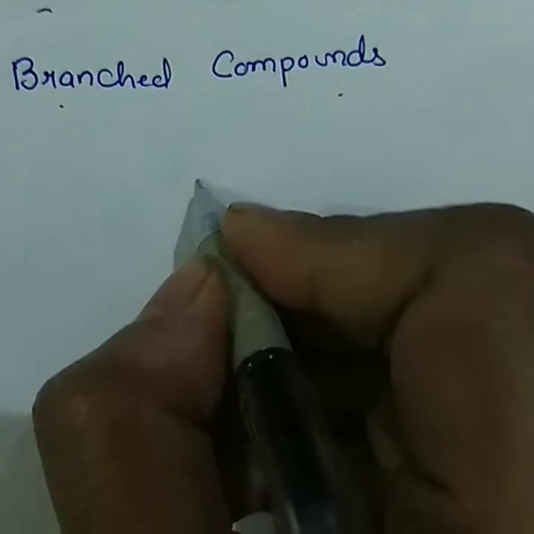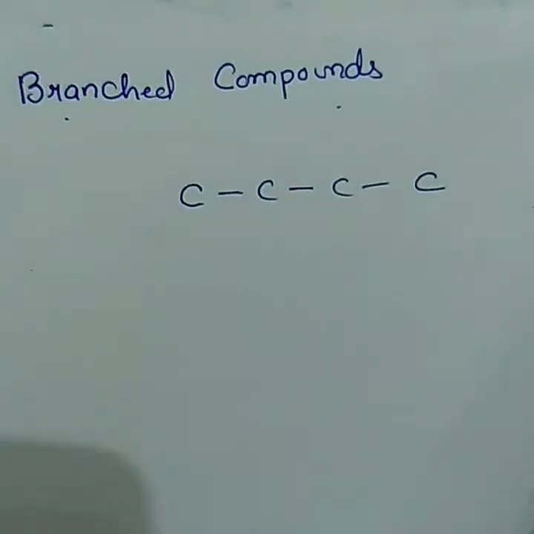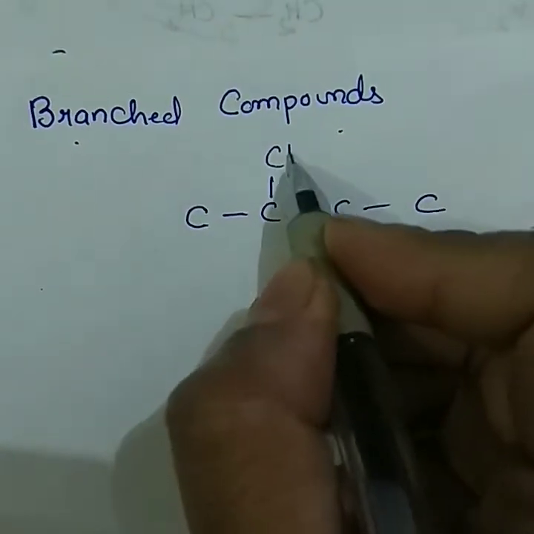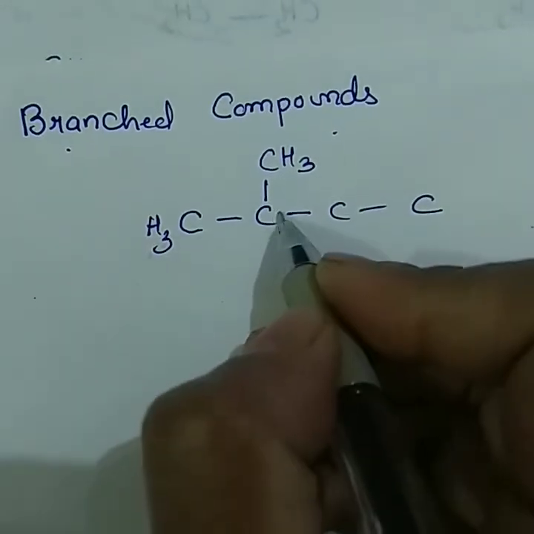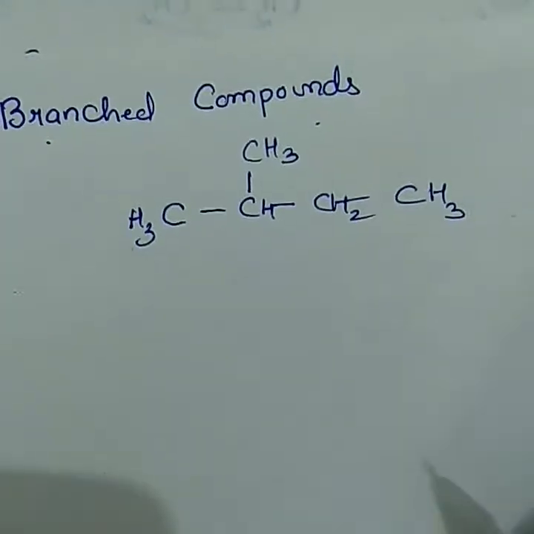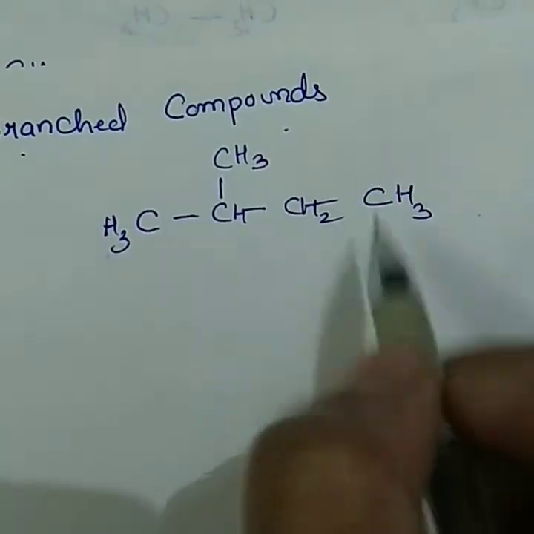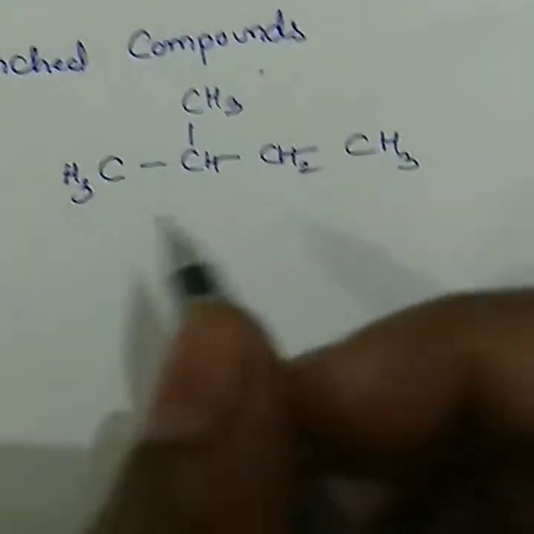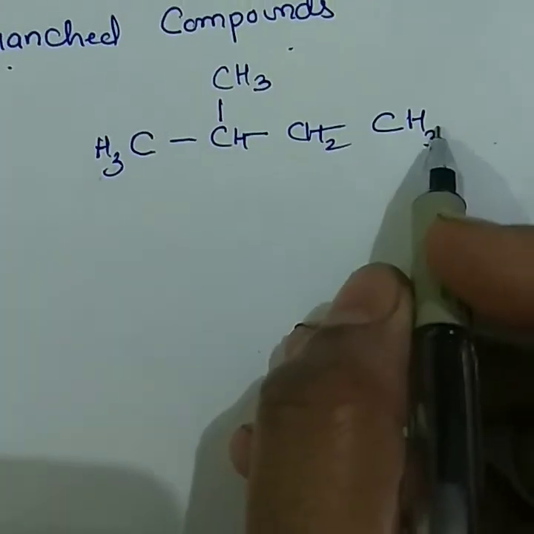See, I am writing a straight chain of carbon, and with this one branch is attached. This kind of compound is called a branched compound. It means that with the straight chain we can have some branches. The main part of this is to write the name. How to write the name?